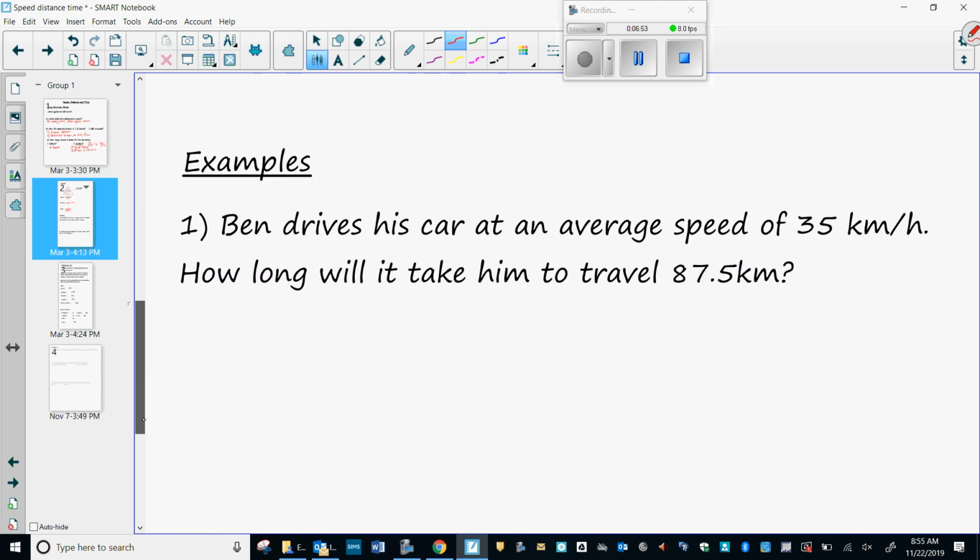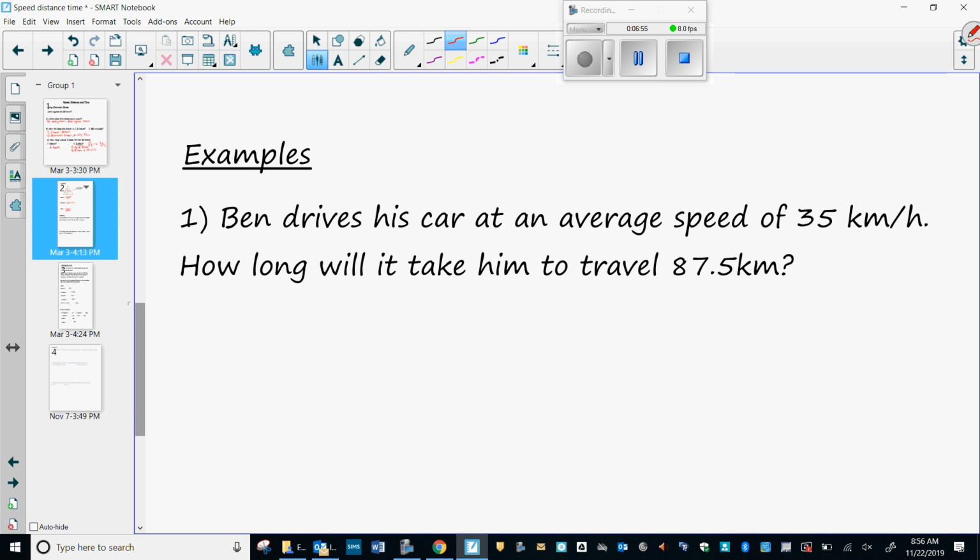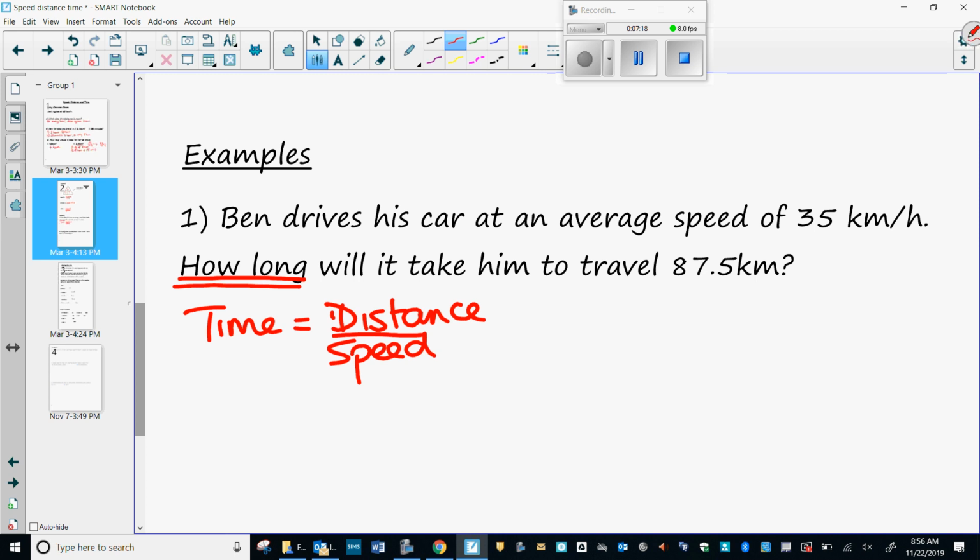So here we go, some more examples. Ben drives his car at an average speed of 35 kilometers per hour. How long? We need to recognize phrases that indicate what we're trying to find. If you see the phrase how long, we're trying to find the time. We know that time is equal to distance over speed.